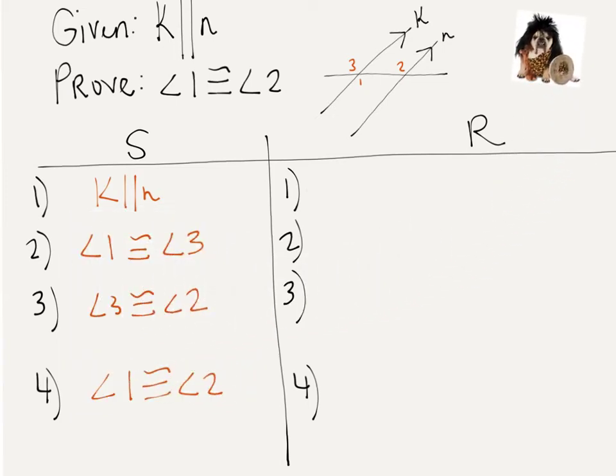I'll move our little Halloween puppy out of the way. If I gave you the statements, could you give me the reasons? I'd like you to pause the video and see if you can fill in the reasons, and let's see which ones you got right. So you should have paused the video. Let's see what you wrote. Obviously, for our first line, the reason is given. For our second step, angle 1 is congruent to angle 3 because vertical angles are congruent. Isn't that almost always the case? Congruent. All right. Move that over.